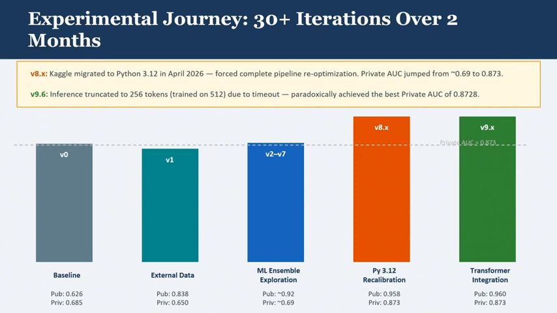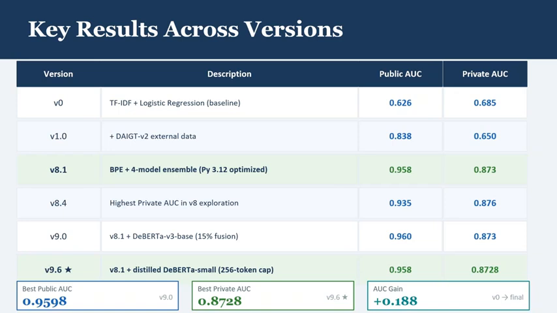Phase 5, V9, added DeBERTa V3. Versions V9.1 through 9.5 all timed out. The breakthrough came with V9.6, where we truncated inference sequences from 512 to 256 tokens. Surprisingly, this gave us the best private AUC of 0.8728. Here is a summary of our results.